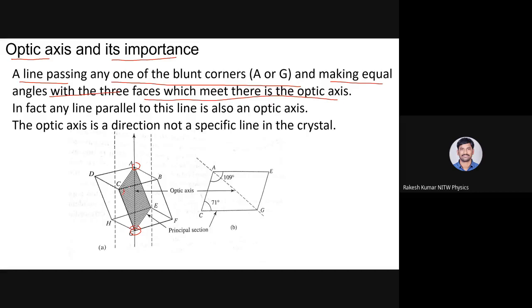If you draw any line along the blunt corners, something like this or something like this, that particular line is called the optic axis. It's a direction actually, not the particular line. Any line parallel to that particular line is called an optic axis. What is the specialty of the optic axis? In the case of the calcite crystal, if you look along this direction, you will see an identical environment for the light. Suppose light is passing through this direction or this direction or this direction, your light is going to see the identical environment.